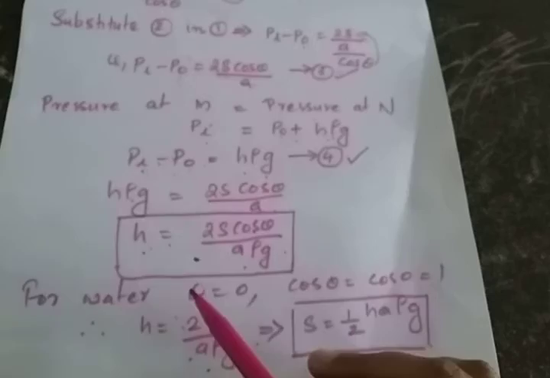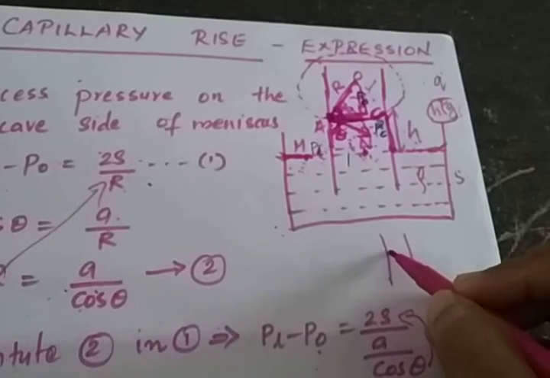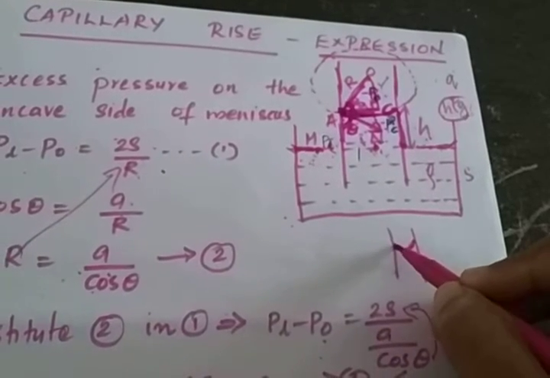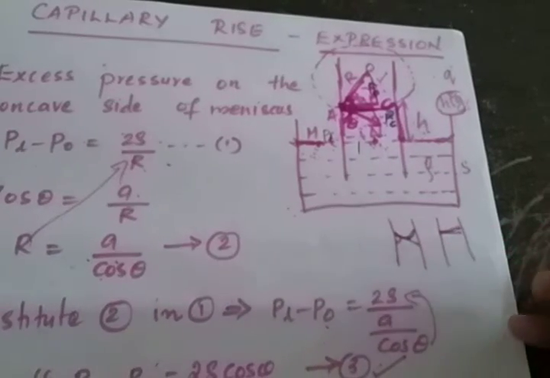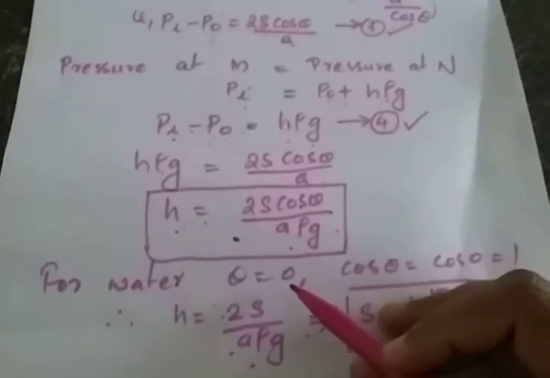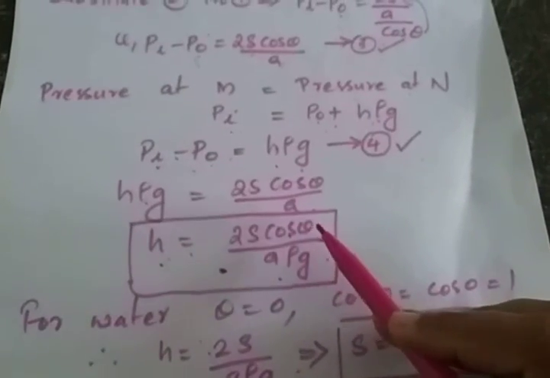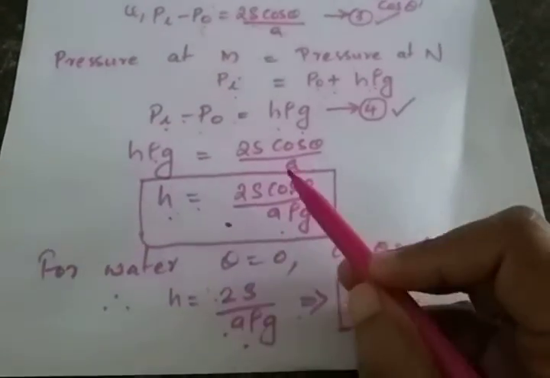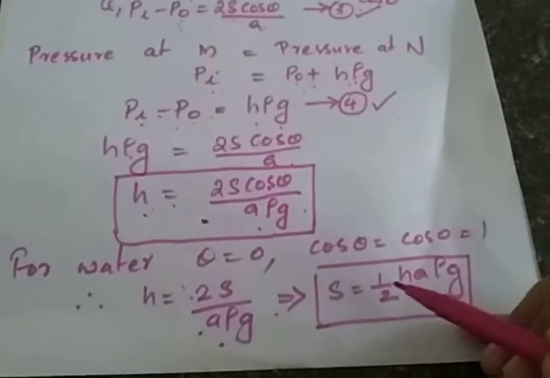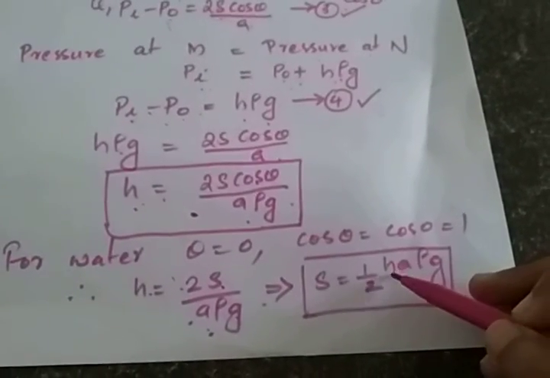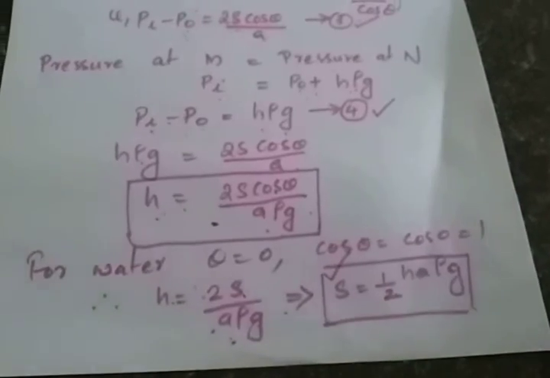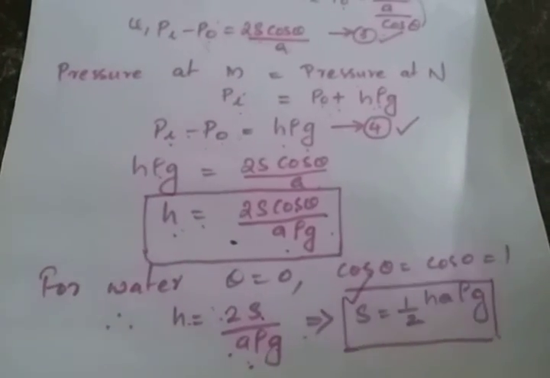In the case of water, this angle theta is 0. Here we have considered that the meniscus is like this, a concave meniscus, and this is theta. But for water, the meniscus will be like this, so we cannot plot any angle here. For water the meniscus will be flat, so angle theta will be 0, and cos theta equals cos 0, that is 1. Therefore h is equal to 2S by A rho g, or surface tension S is equal to A rho g h divided by 2. This is the expression to find the surface tension of water in this case.